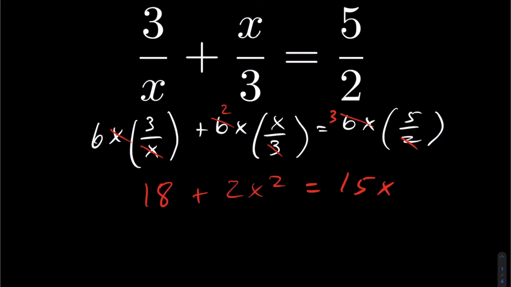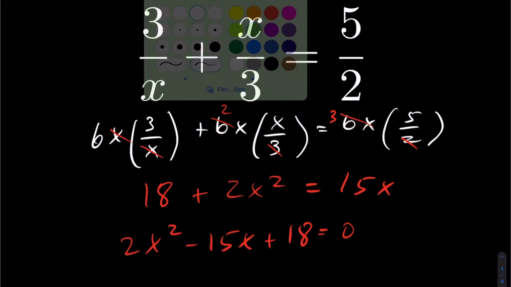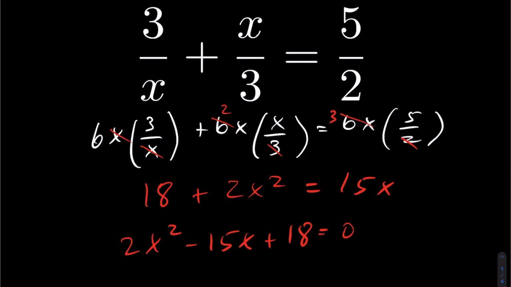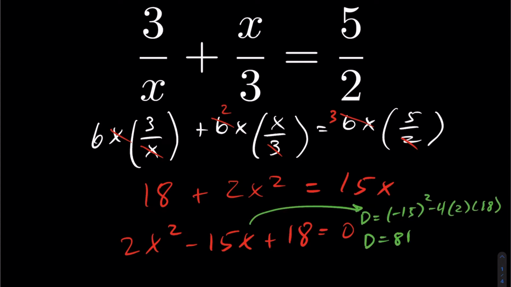Now I'm going to bring everything to one side. If you want to solve this, I can see I have a quadratic here. Doing so, I end up getting 2x squared minus 15x plus 18 is 0. So now we're in a situation where we want to factor. I want to find the roots. We should do a quick discriminant check and see if this is even factorable. Calculating our discriminant here, I end up getting 81. That's a perfect square, so this could actually be factored using charting or decomposition. Let's go ahead and do that.